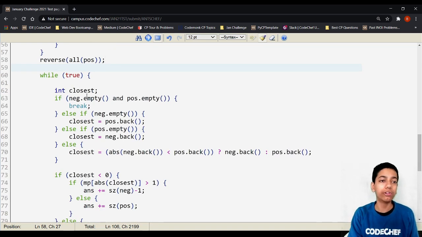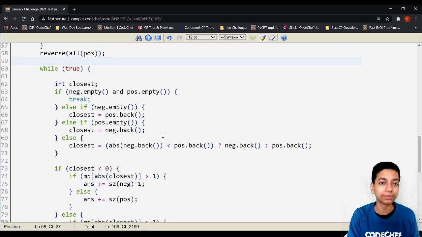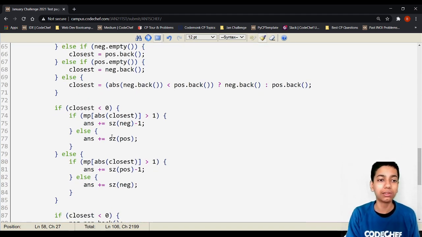Fine. So now a while loop, where we find the closest ant to the origin, find the number of collisions for that, and remove it from the list. If both vectors are empty, there's no ant left, so break out. Otherwise, if negative is empty, then the closest has to be positive dot back. Else if positive is empty, the closest is negative dot back. Otherwise, there are two cases: the closest belongs to the rightmost negative ant or the leftmost positive ant. So these are a check and ternary condition to assign the closest ant.